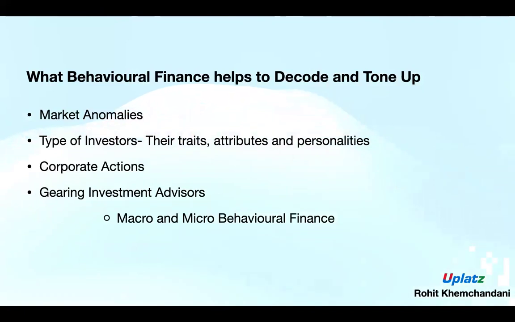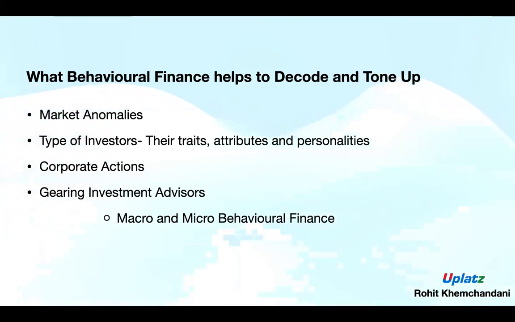Now we'll move on to the next thing: there are two types of behavioral finance. We call them the branches of behavioral finance. We divide these into macro and micro behavioral finance. Micro behavioral finance deals with the behavior of individual investors. In this, the irrational investors are compared to the rational investors.